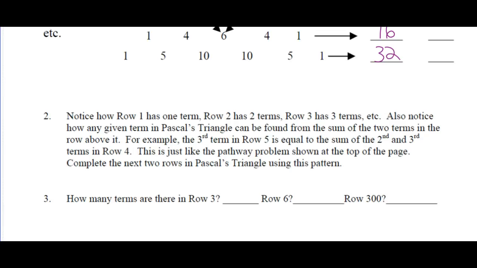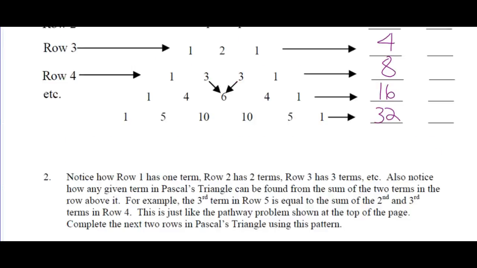Complete the next 2 rows in Pascal's triangle using this pattern. Okay, so we've got row 5 and row 6. So this is row 5, and this is row 6. So you need row 7 and row 8. Okay, so I'm going to pause.